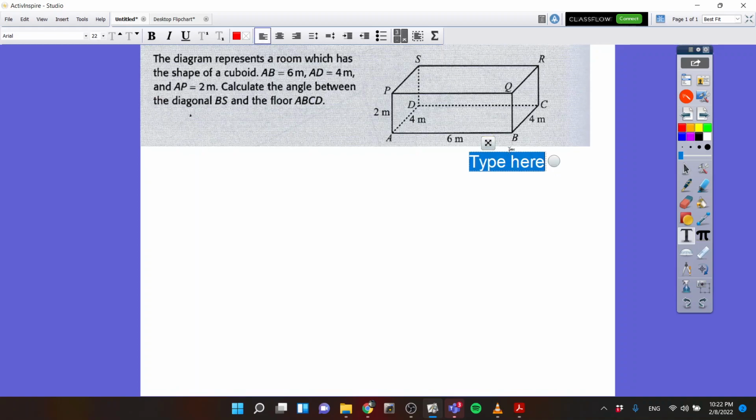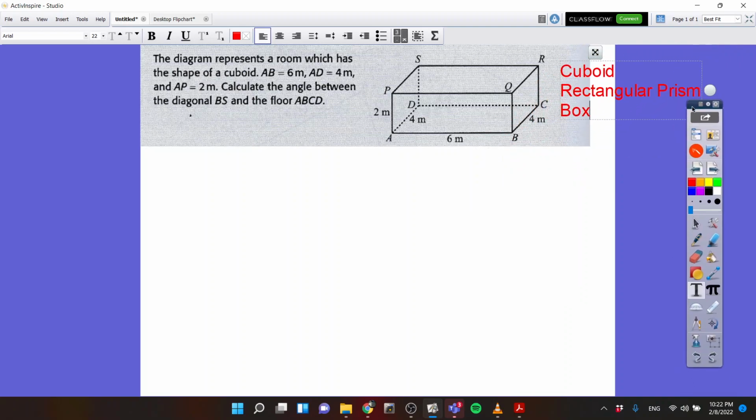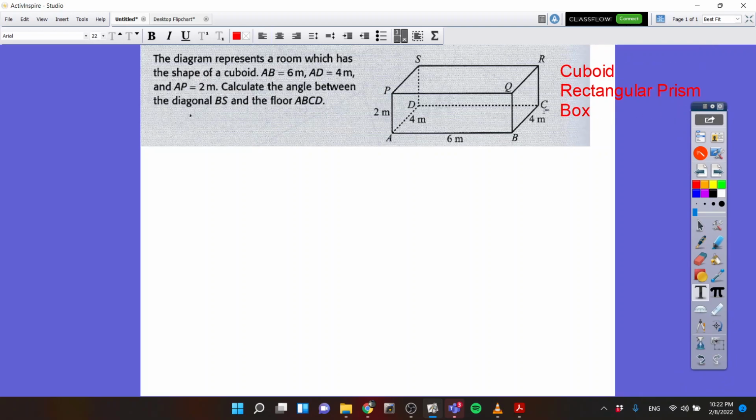I only mentioned the British because the exam is IGCSE. It's a British exam. They call it a cuboid. I would call it a rectangular prism, or in layman's terms, just a box. So cool. But the key is that it is a three-dimensional object.